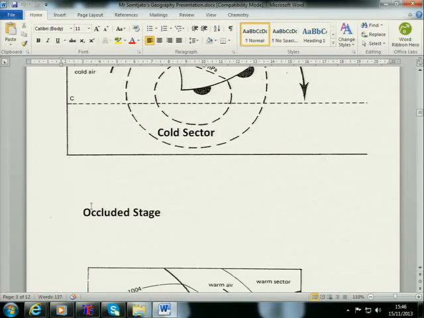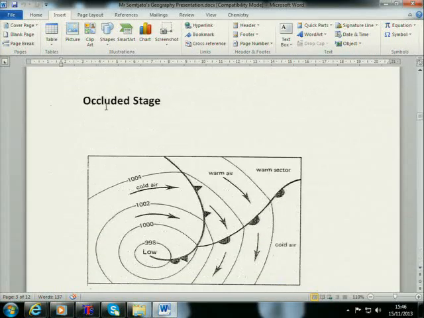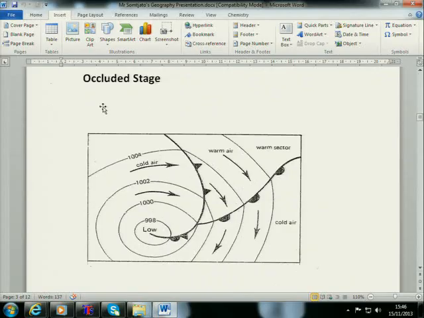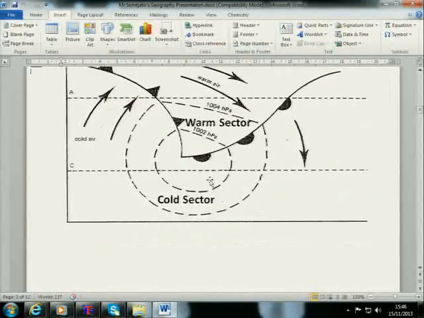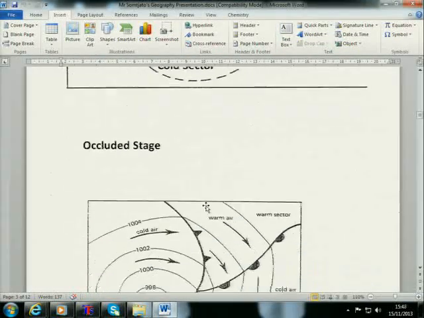Another stage after the mature stage of the mid-latitude cyclone is the occluded stage. This is the stage after the mature stage. In the occluded stage, that is where we see the difference. Look at the warm sector. The warm sector is now smaller than in the mature stage.